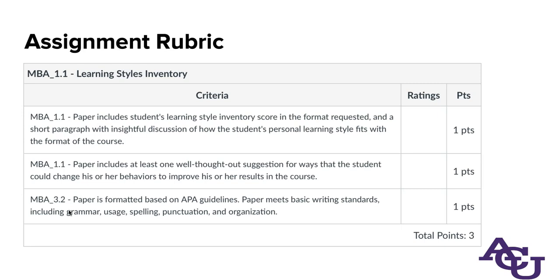Okay, so coming back to the earlier notes about that, an insightful discussion of how your personal learning style fits with the format of the course, and then suggestions for ways that you can change your behaviors to improve your results in the course. So that, I would say, should be a bit more than 1 sentence. It's probably going to be a paragraph of at least equal length to the one where you report your results and discuss how they fit or don't fit with the format of the course.